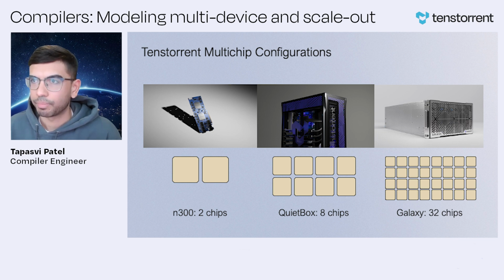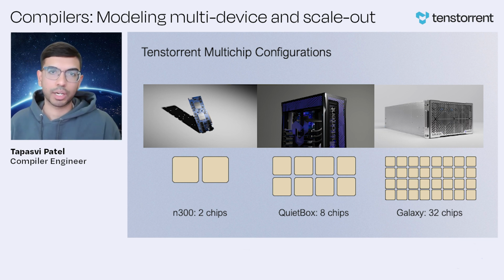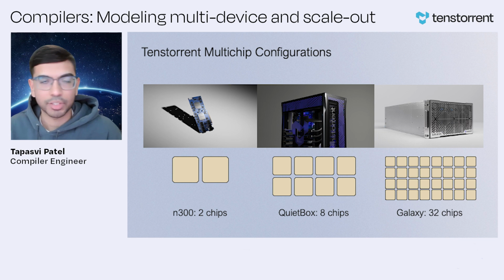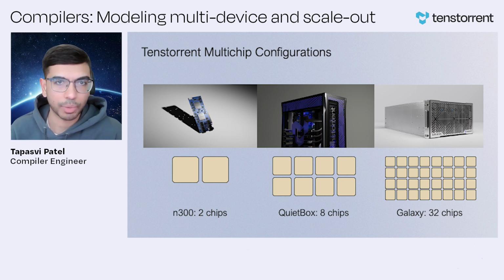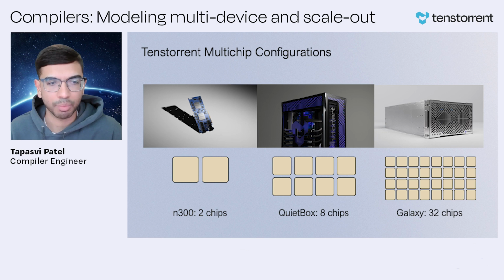All right, cool. Next, let's go over some of the multi-chip configurations that we have available at Tenstorrent. So I've seen many of you guys already use the N150 cards that we have. Those are single chip cards. We have a bunch of different multi-chip cards. So the very simple one is called our N300 card. This consists of 2 chips.